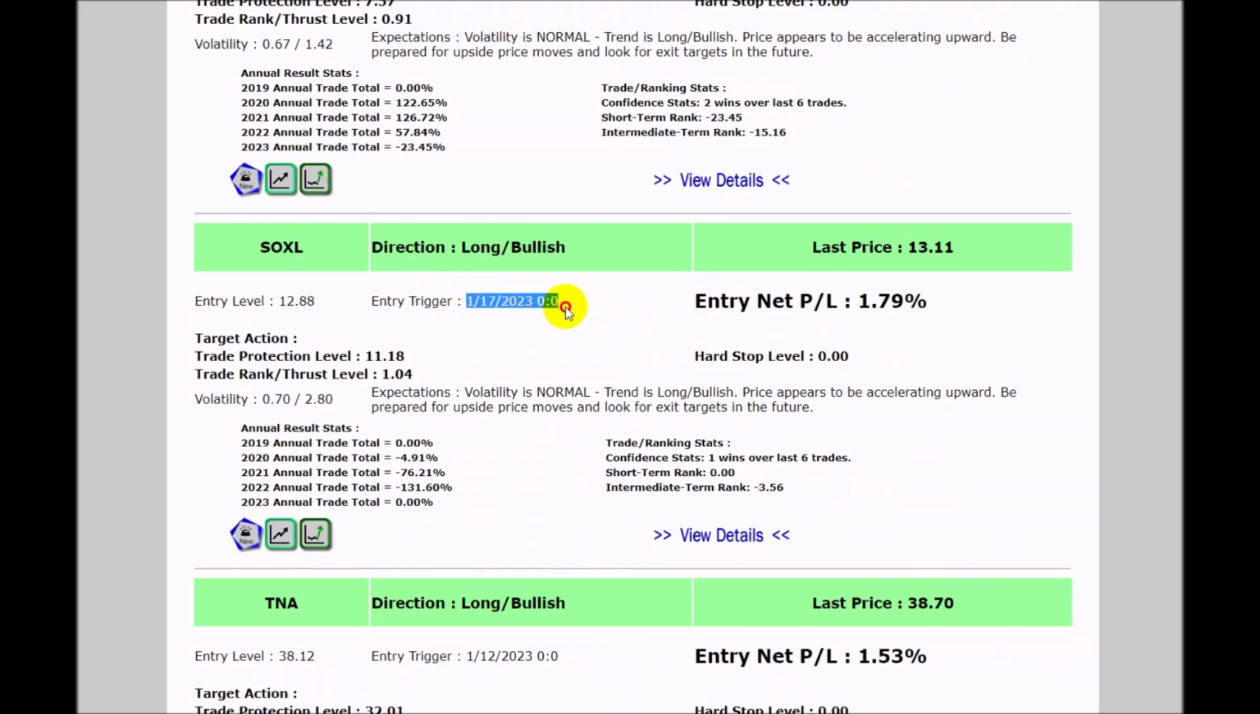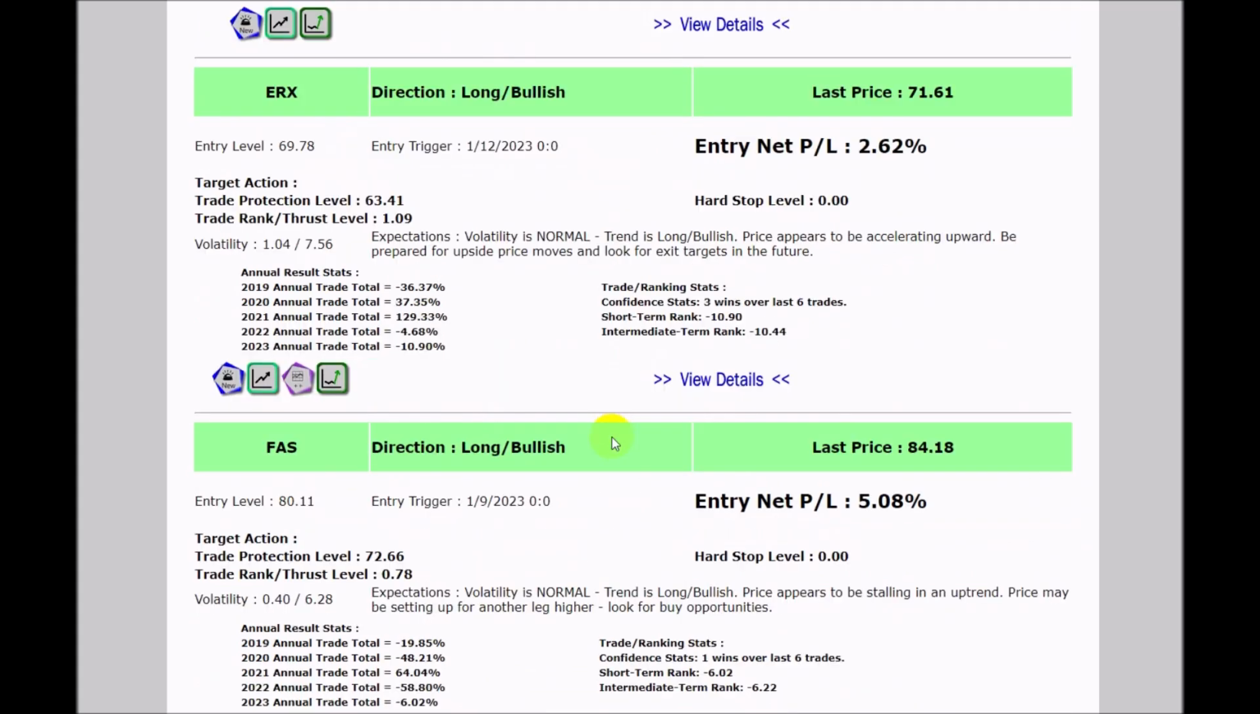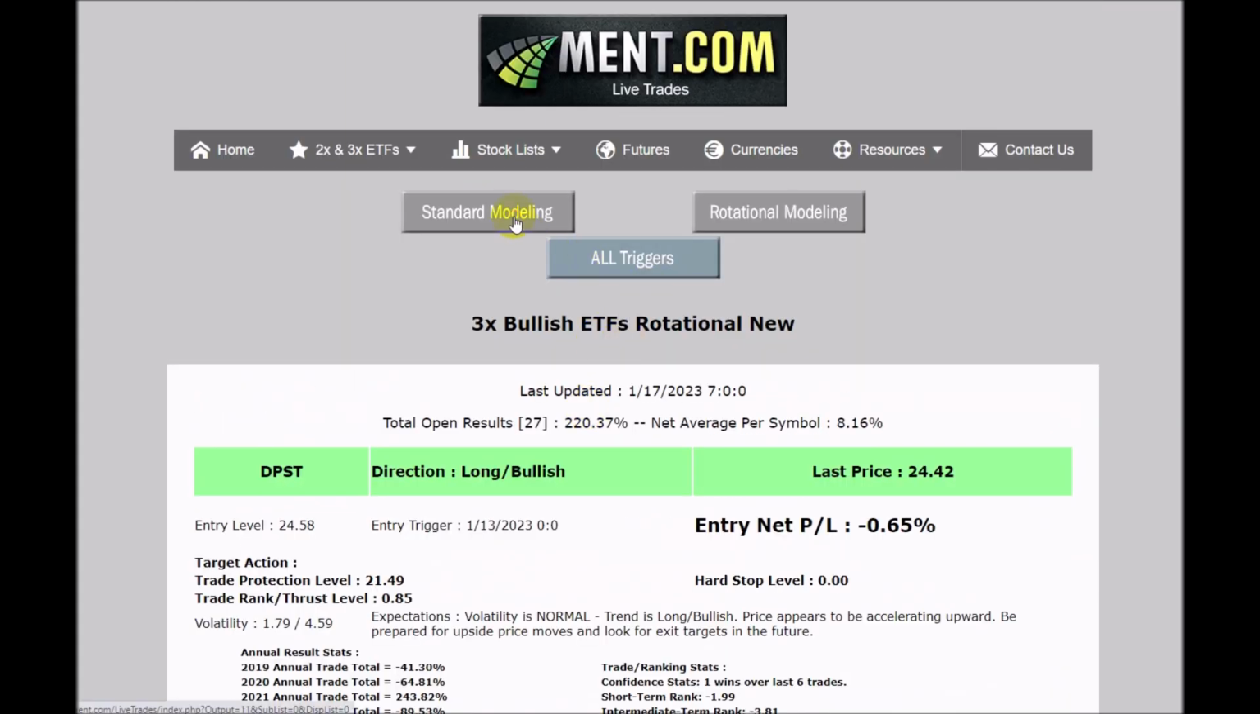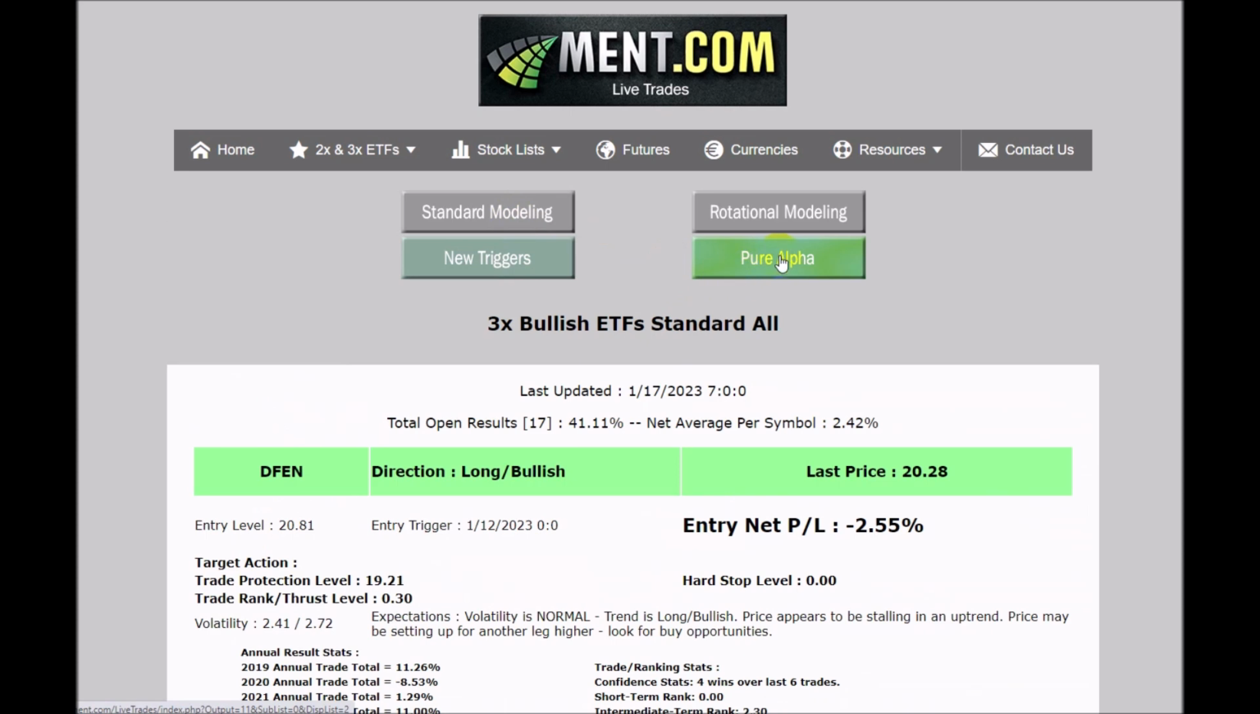SOXL, we have a new trigger here. And then if I go to Pure Alpha, which is a highlighted feature, trying to find what I consider the best trade setups. And again, sometimes there are no pure alpha triggers. A week or so ago, we had no pure alpha triggers throughout the entire list. That's basically telling you that the market is flat. There are no good opportunities. There are no highly ranked triggers.